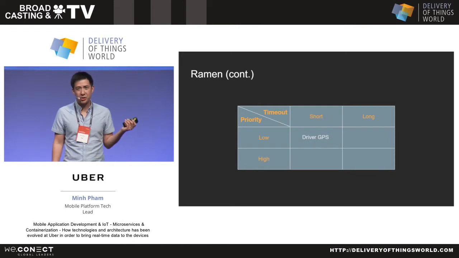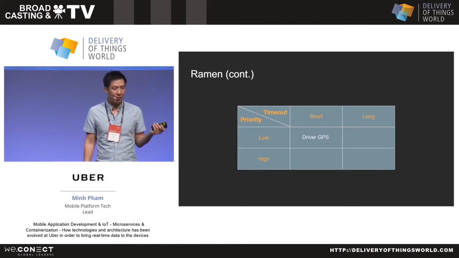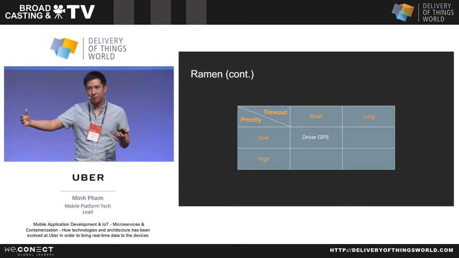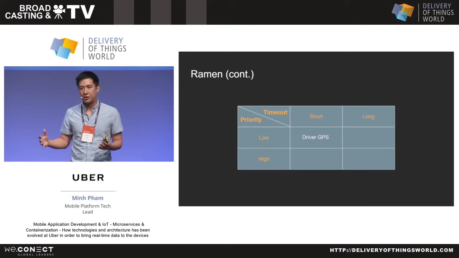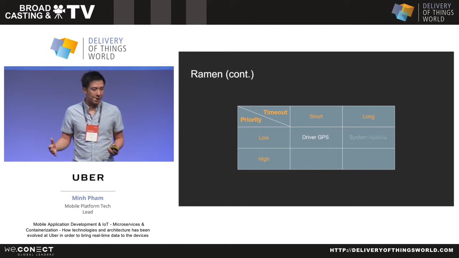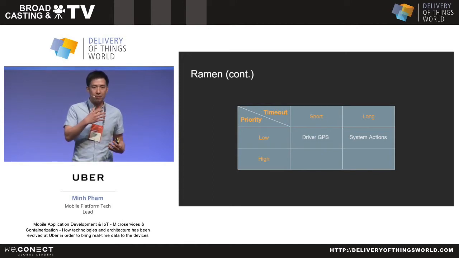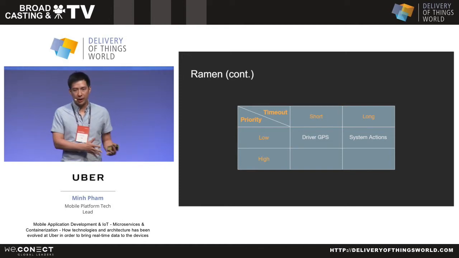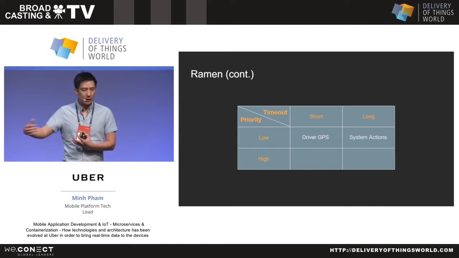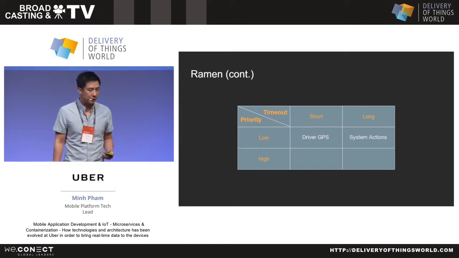Some data, like driver GPS, you're going to have a really short timeout, because if it passes certain thresholds, it doesn't matter for you to see that driver in the last 15 minutes anymore. It has a low priority because we don't want to block other important actions of the user. Now some other messages, like a system action, where you want to send a message to the app telling it to update itself or back itself up, you really want to deliver that message eventually, even if the client cannot receive it right now. So you would set a really long timeout to make sure that it's going to be delivered.